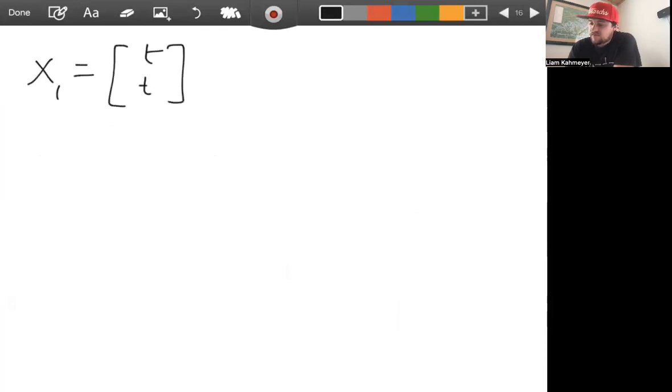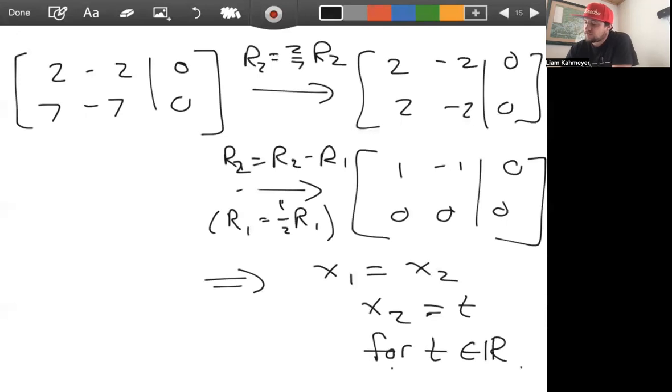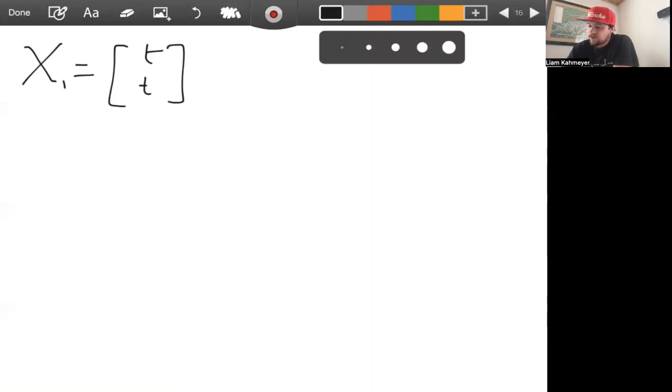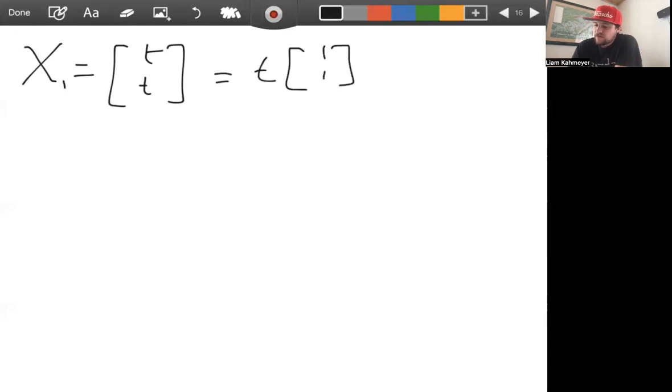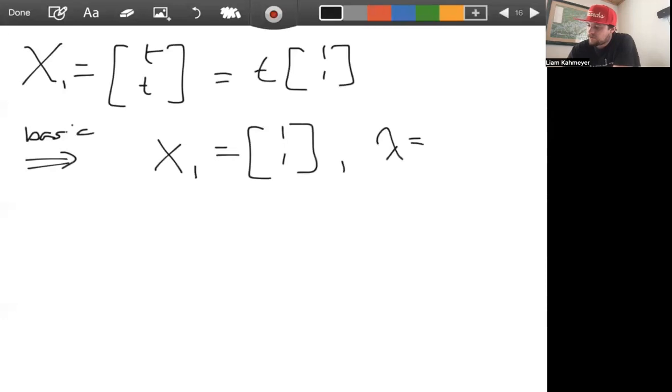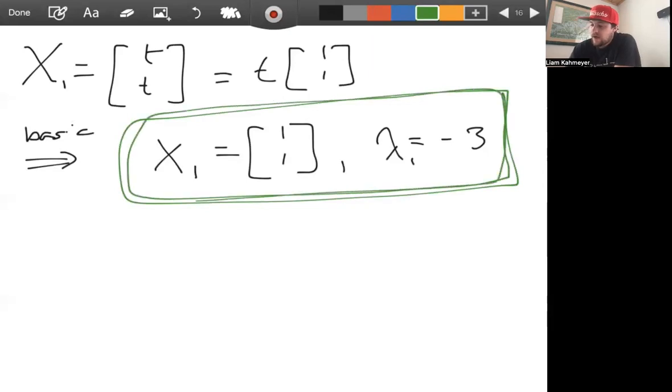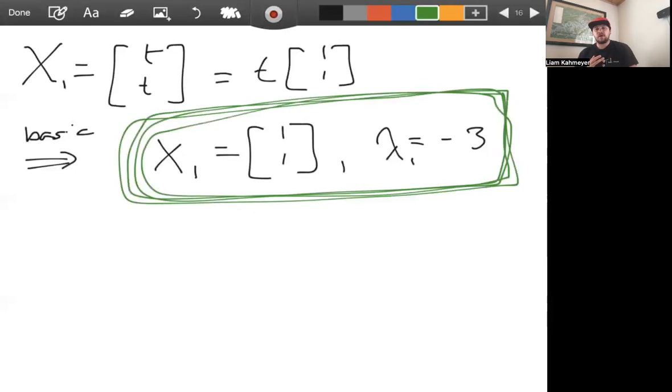And not to be confused here, this is the capital X1. I'm also using this lowercase x1 to denote the first component of the vector big X1, right? So just to avoid ambiguity, capital X1 equals t, t, which is t times 1, 1. And so our basic eigenvector we could look at is X1 is 1, 1. And this was for lambda 1 equals -3. Great, so we found the basic eigenvector corresponding to the first eigenvalue.